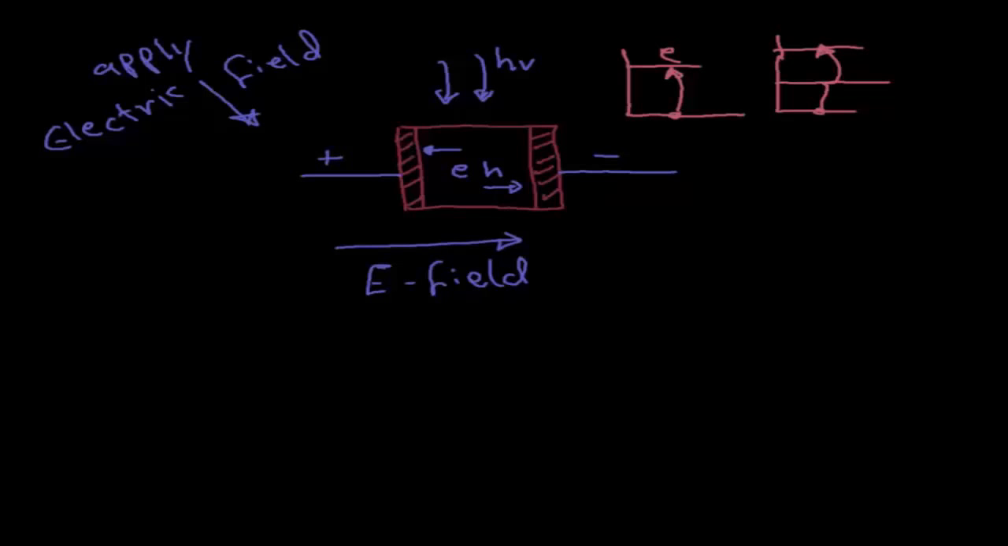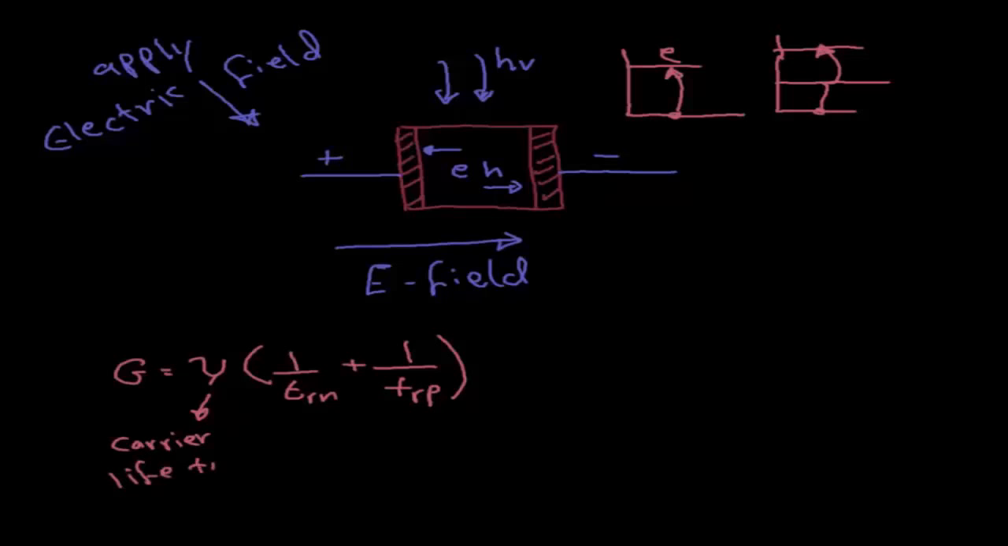The gain can be measured in the photoconductor, and the formula for the gain is tau times (1 over T_Rn plus 1 over T_Rp). And the tau here represents the carrier lifetime, while these two represent the transit times.